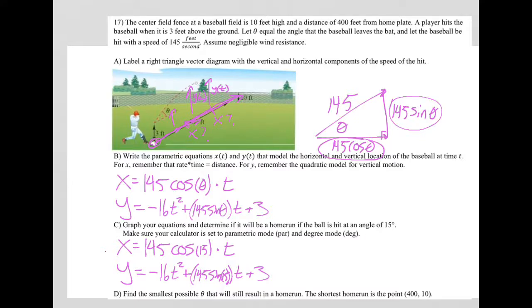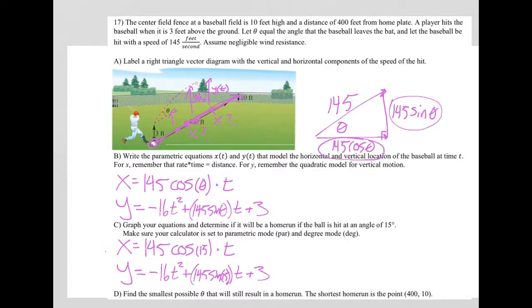X min, well, remember X is representing our distance from the batter horizontally. So let's put that at 0, representing home plate. X max, let's make that the fence, 400 feet away. X scale, make it whatever you want. I'm going to make mine 50, so it'll put a tick mark every 50 feet.